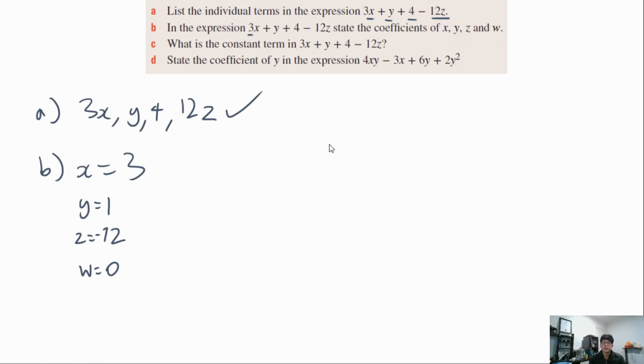Alright, now moving on to question C. What is the constant term in 3x plus y plus 4 minus 12z? Remember, it's just a number by itself, so the constant term here is going to be 4.